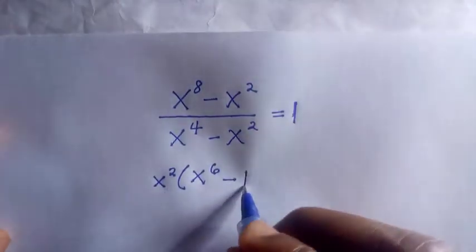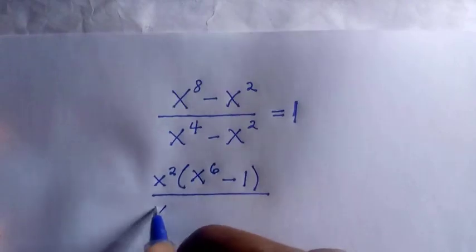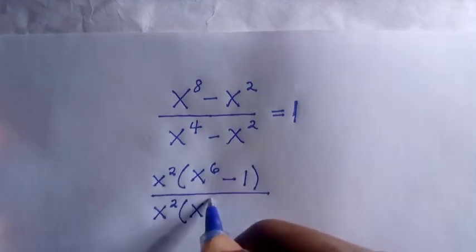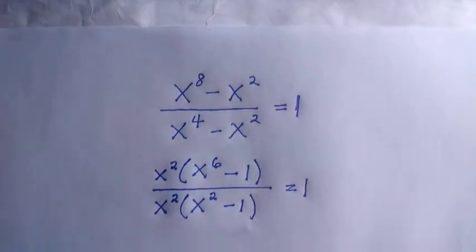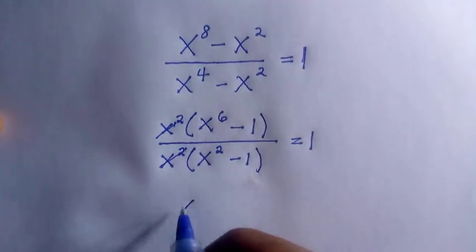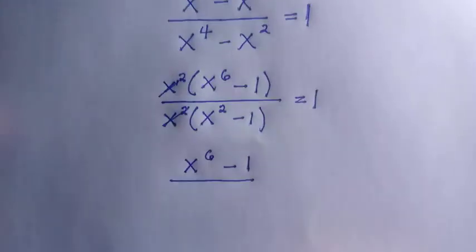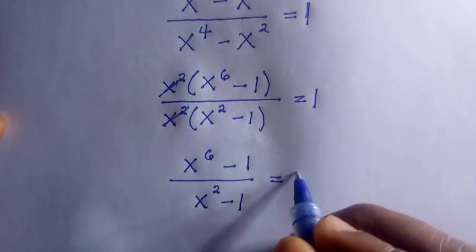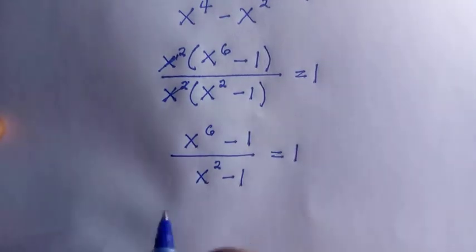it remains 1 divided by, we can factor out x to the power of 2, then in the parentheses we have x to the power of 2 minus 1 equals 1. So if this is what we have, x squared cancels x squared. Then we have x to the power of 6 minus 1 divided by x to the power of 2 minus 1 equals 1.